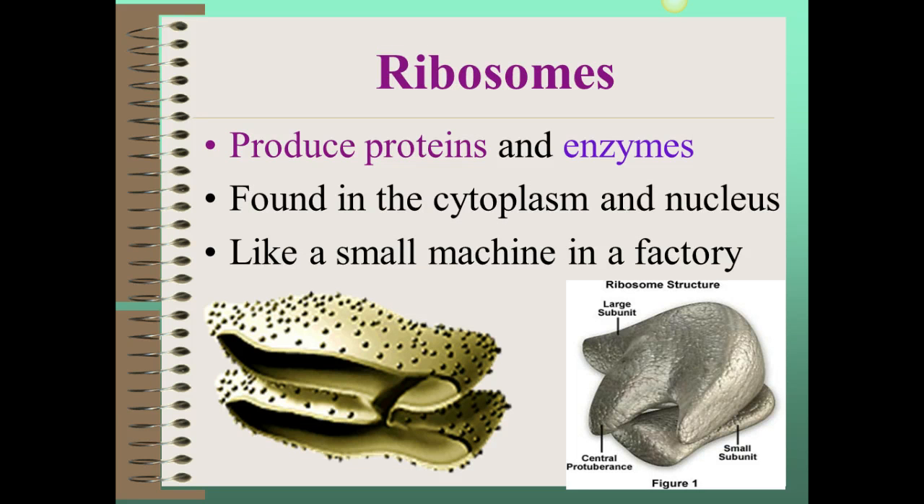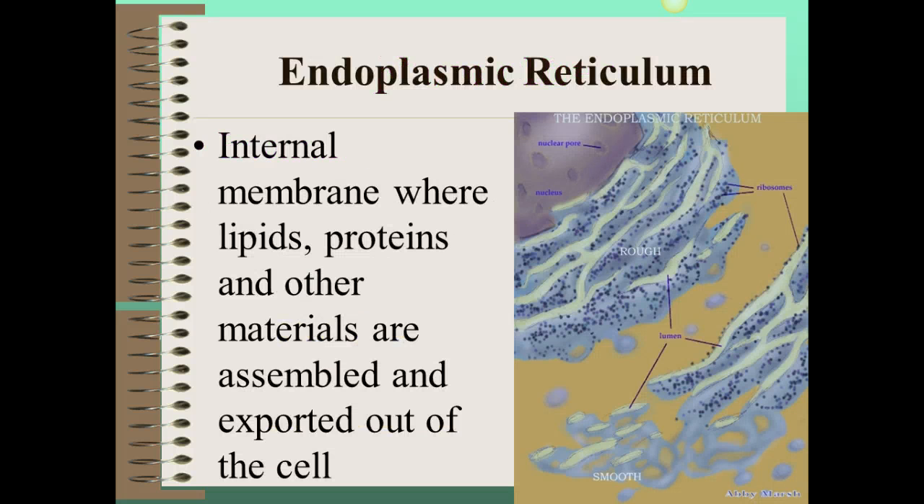Ribosomes produce proteins and enzymes. They're found inside the cytoplasm. Those are called free ribosomes. And then you have your ribosomes that are attached to the endoplasmic reticulum, which is called the rough ER. So the rough ER is an internal membrane where lipids and proteins and other materials are assembled and exported out of the cell.